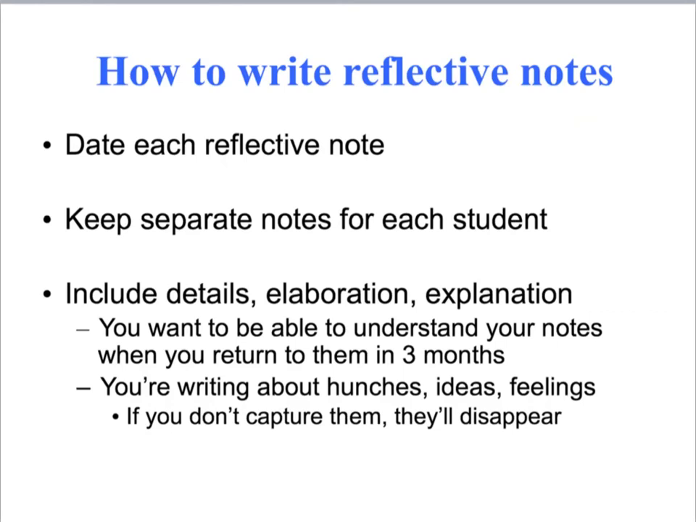A reflective note is almost like a journal entry. You just write a date, name of the kid, and then you include all the details and elaboration and explanation. You should write the notes with enough detail that when you go back to them in 3 months or 6 months, they'll still make sense. If they're sketchy, it's not going to be helpful. And a lot of times you're writing about hunches or ideas or feelings, and if you don't capture them fully, then they'll disappear.